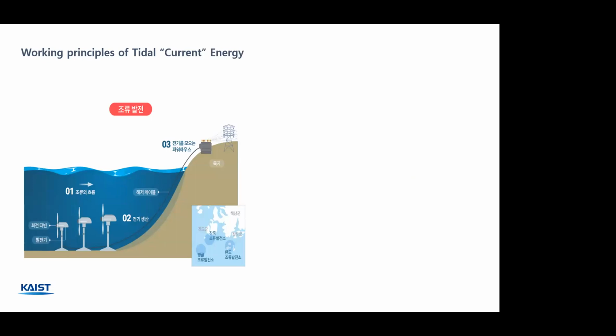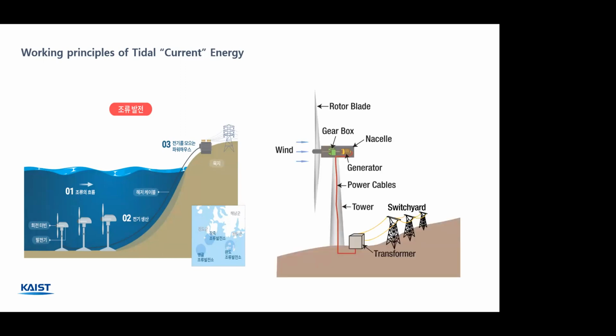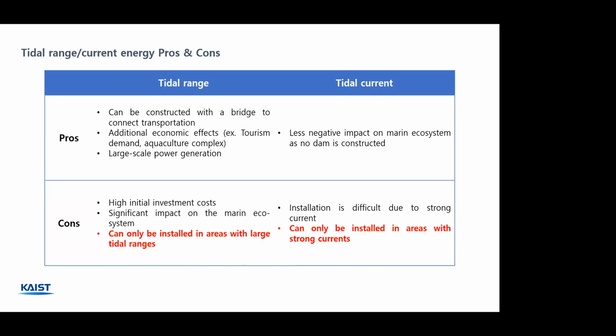On the other hand, in the case of tidal current energy, the flow of water that occurs during the tidal cycle is directly utilized as a power source to turn turbines and generate energy. In other words, there is no need to confine water using a dam. It can be seen as having a principle similar to wind power generation. Next, we have summarized the advantages and disadvantages of tidal range energy and tidal current energy in the table below.